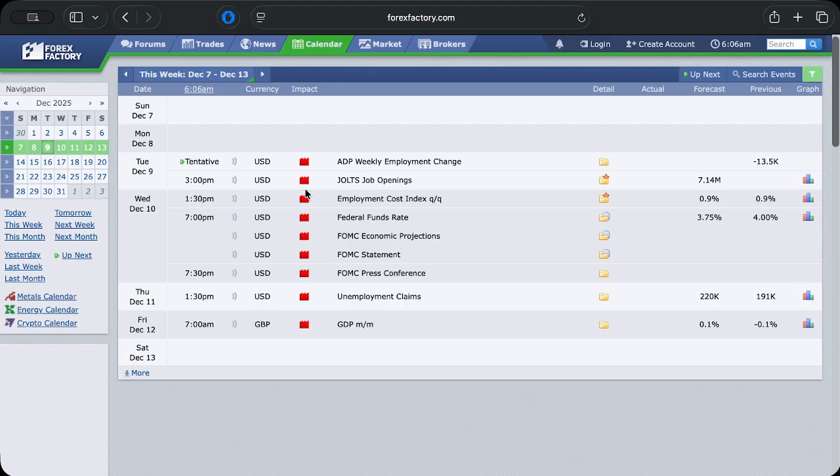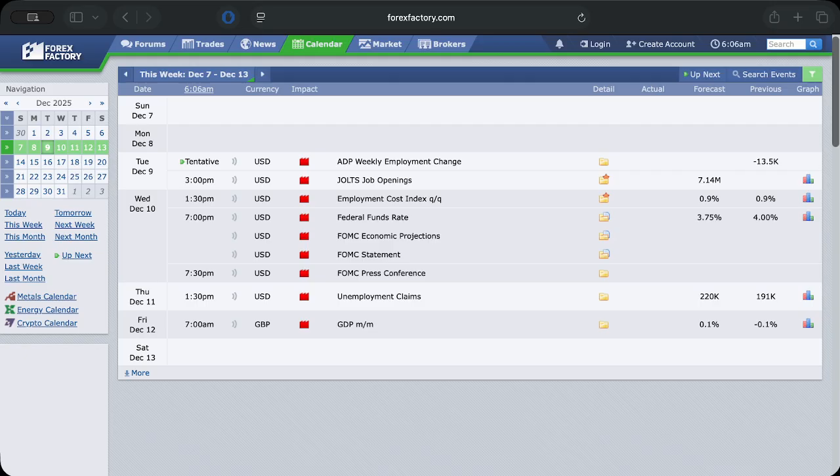So today is a Tuesday. We have somewhat red folder news, but more on the medium impact in terms of the effect, which is the JOLTS job openings. This will be at 3 p.m. UK time. Other than that, there's not much else that will happen. So around 3 p.m. is when we can expect a bit of volatility on the pairs.